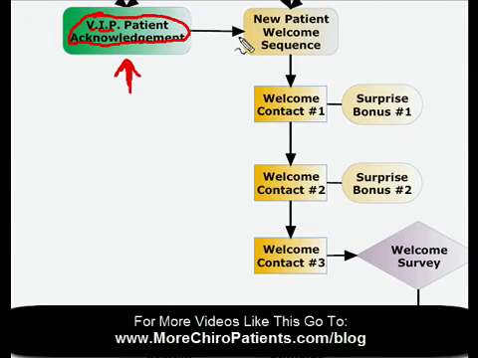what happens during this sequence and how it leads to referrals, testimonials, word of mouth, and all of that good stuff. Number one, what's going to happen is you are going to send out, let's say, 3 welcome contacts, at least 3 contacts over the first 20 to 35 days of care with you. The first welcome contact may go out right away.